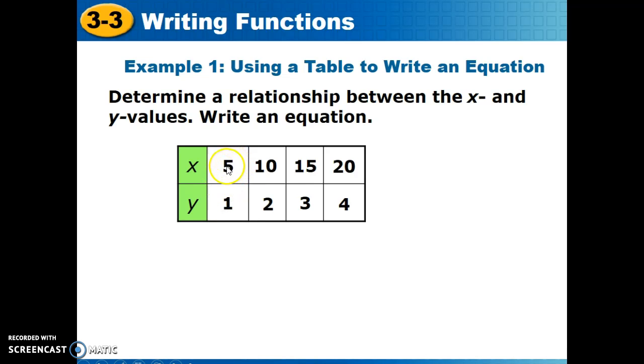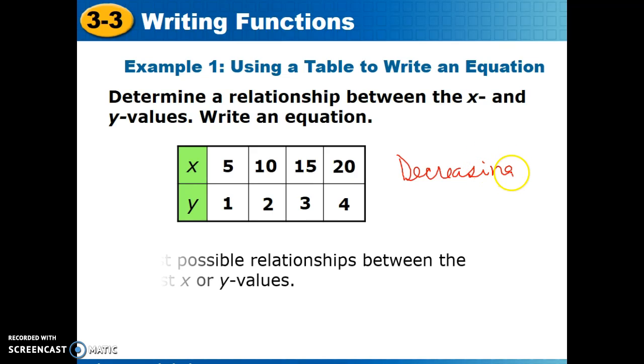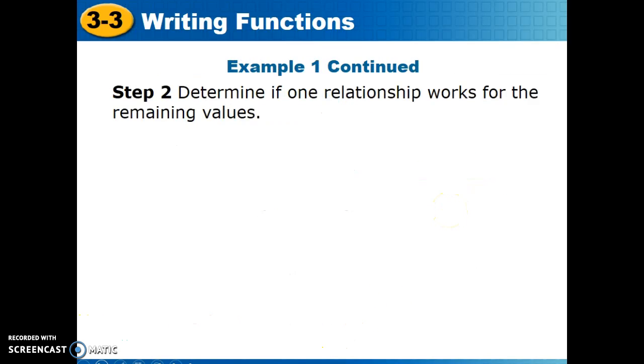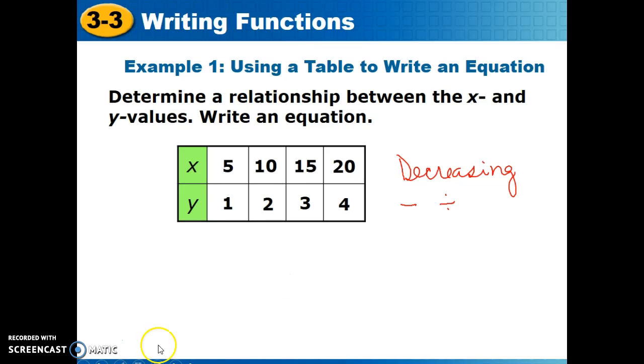So one thing that I want you to notice, x is our input. What's happening to the output? So we put the 5 into the function machine, and a 1 comes out. So I want you to know that it is decreasing. And what operations do we do to decrease a number? We can subtract, or we can divide. Let's go back. So if 5 is going down to 1, 10 is going down to 2, we went down 4, but here we went down 8. So we know we can discount the subtraction.